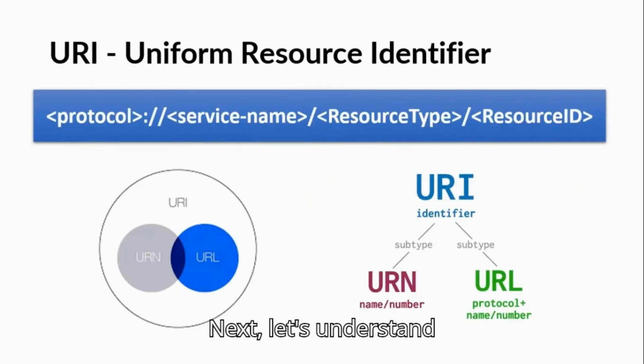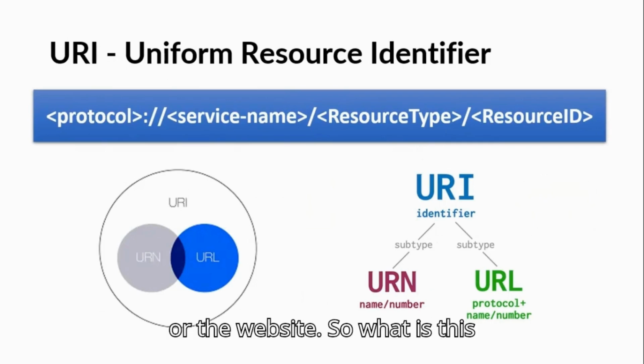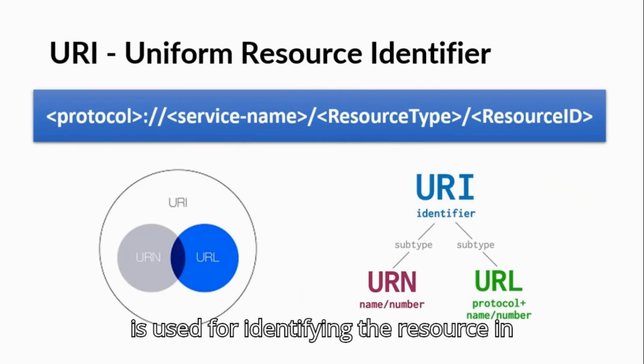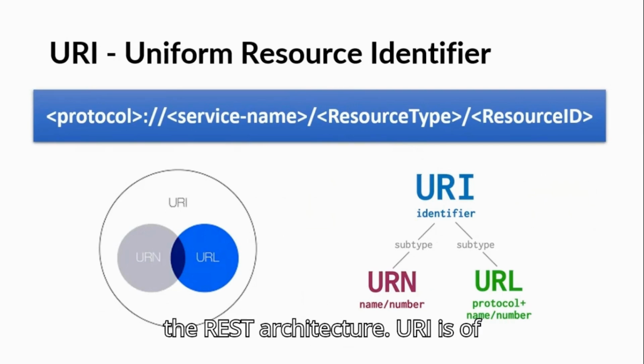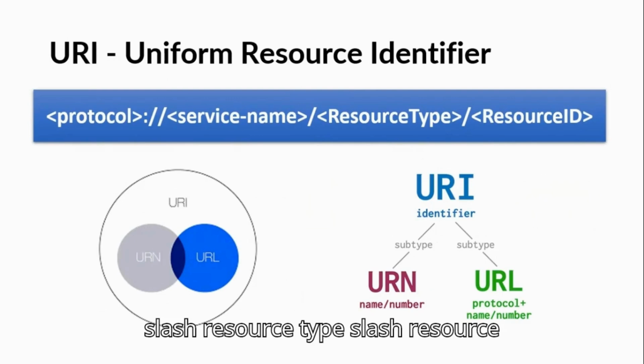Next, let's understand URI, Uniform Resource Identifier. In common language, we refer to this as URL or the website. So what is this URI or URL that we commonly use? URI is Uniform Resource Identifier, which is used for identifying the resource in the REST architecture. URI is of the format protocol, colon slash slash, service name, slash resource type, slash resource ID.